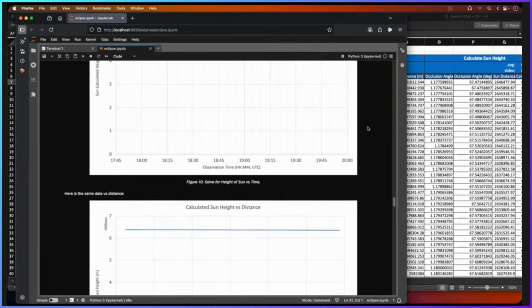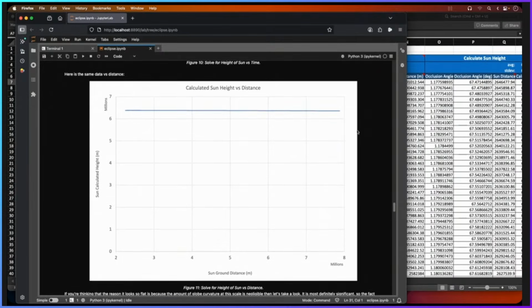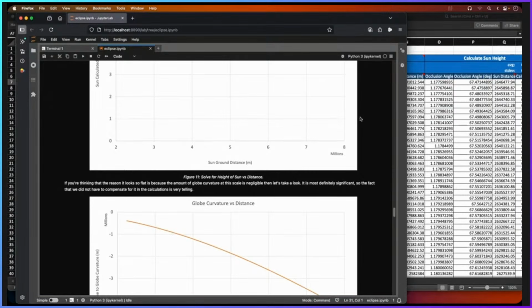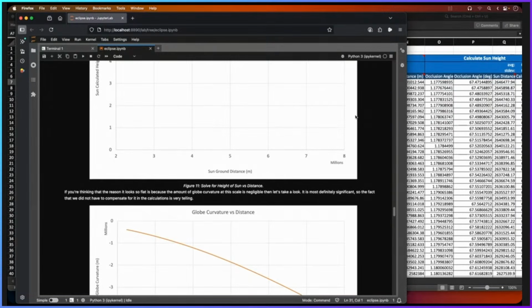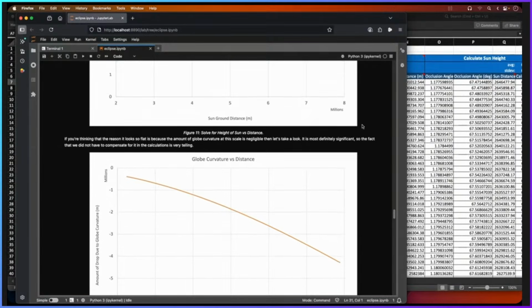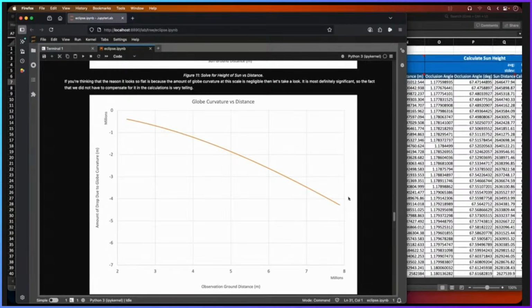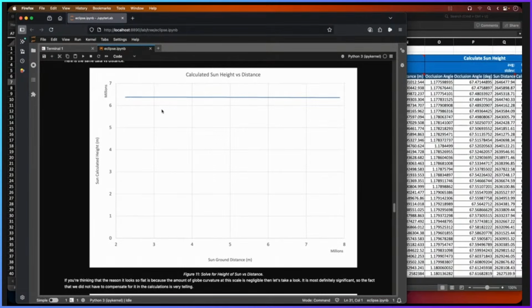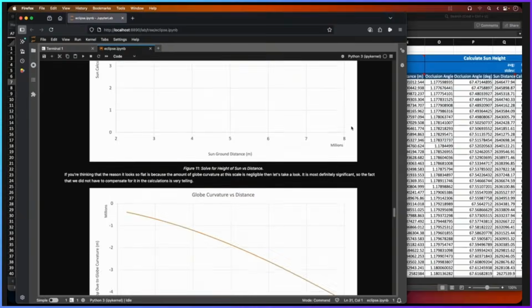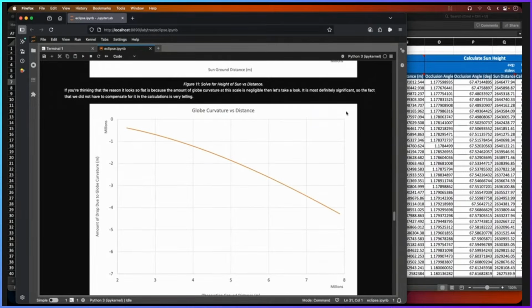This is versus time. We can also show it versus distance. And the key point to consider here is we're actually starting the eclipse here, and the distance gets smaller and then gets bigger, so it's actually going over itself exactly, and it's so perfect you can't see it. So if you're thinking the reason it looks so flat is because the amount of globe curvature at this scale is negligible, then let's take a look. It most definitely is significant, which you can see here is 4 million meters at the end, which would be very significant compared to the 6 million meters of the sun height. And since we didn't have to account for it in the calculations, that is very telling.